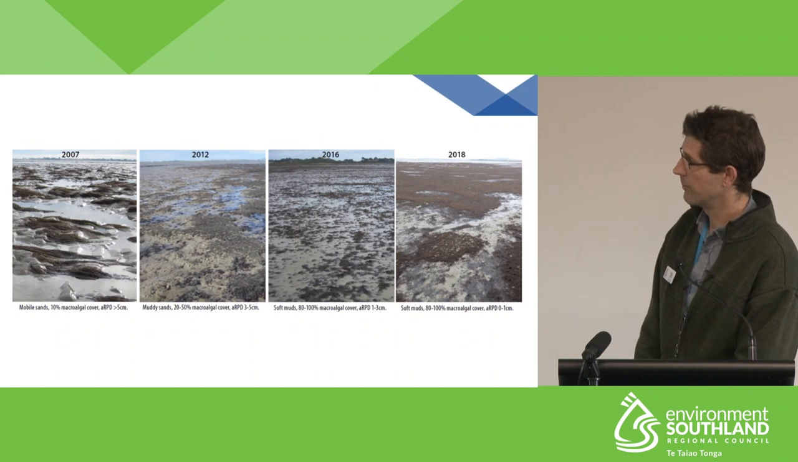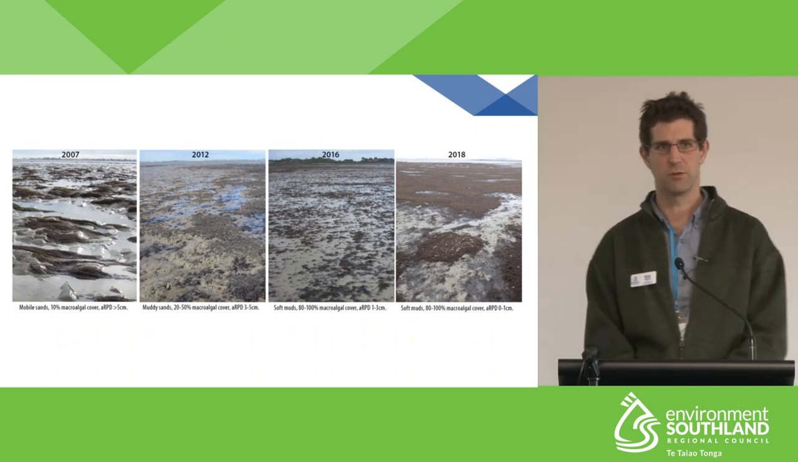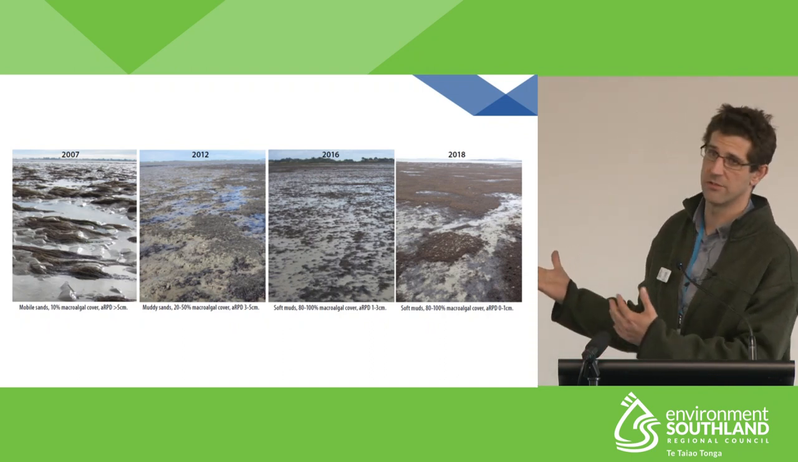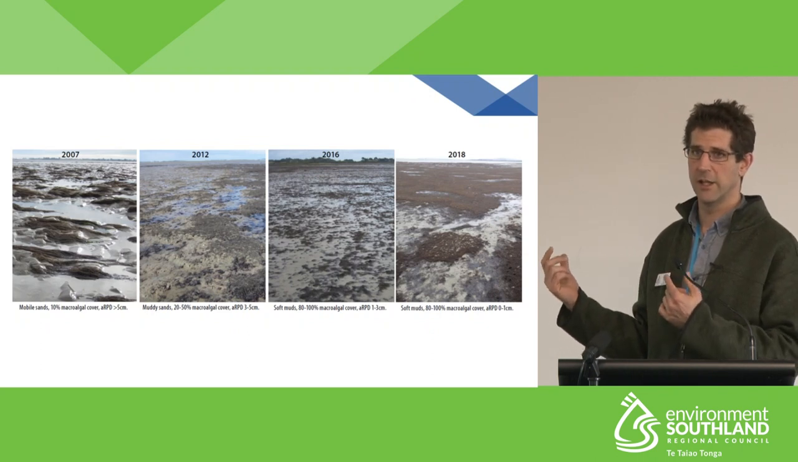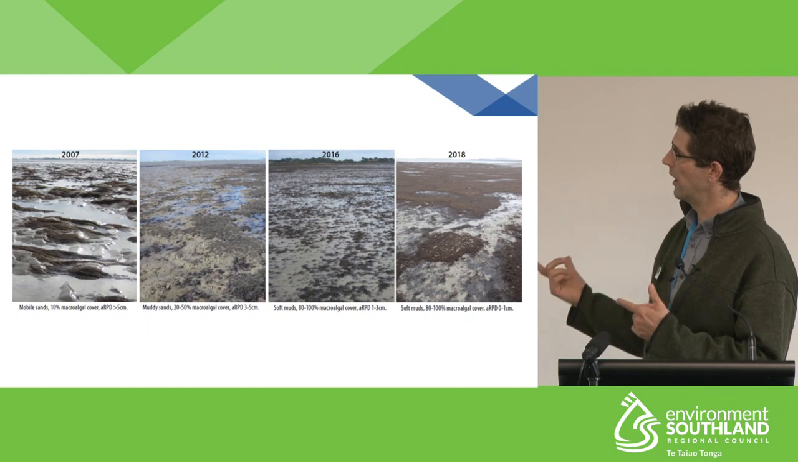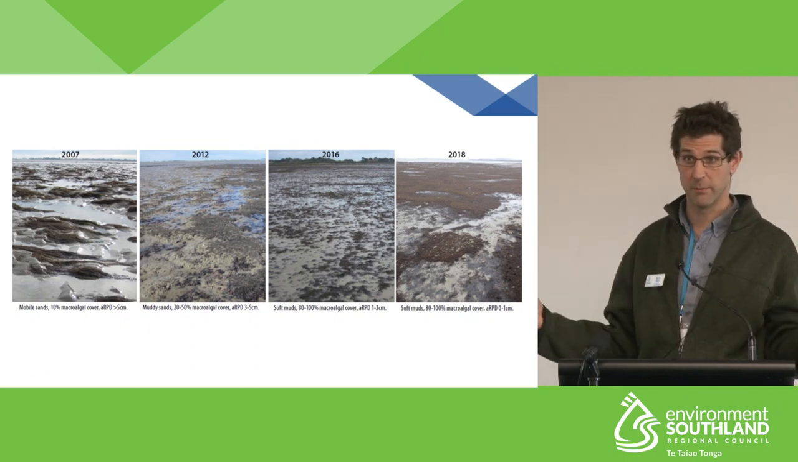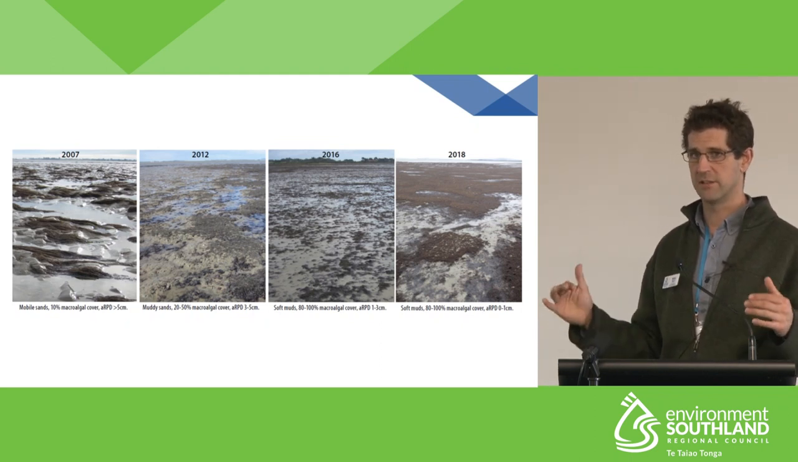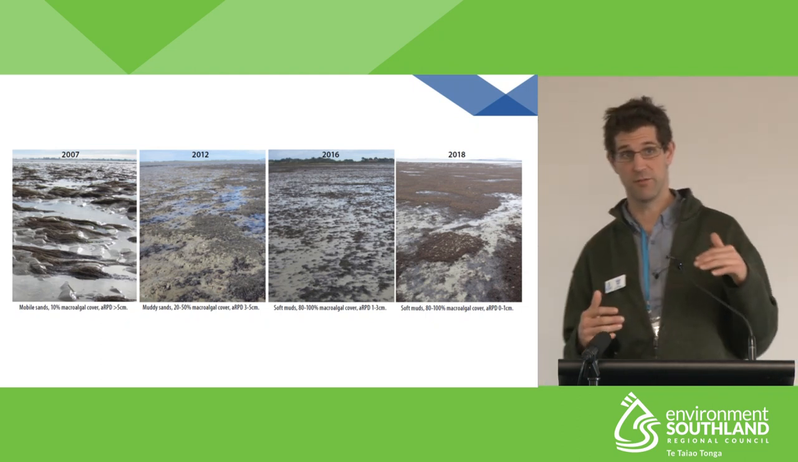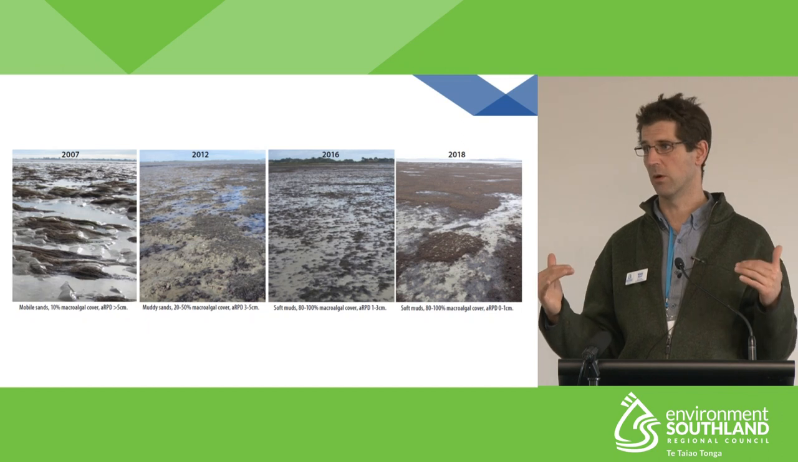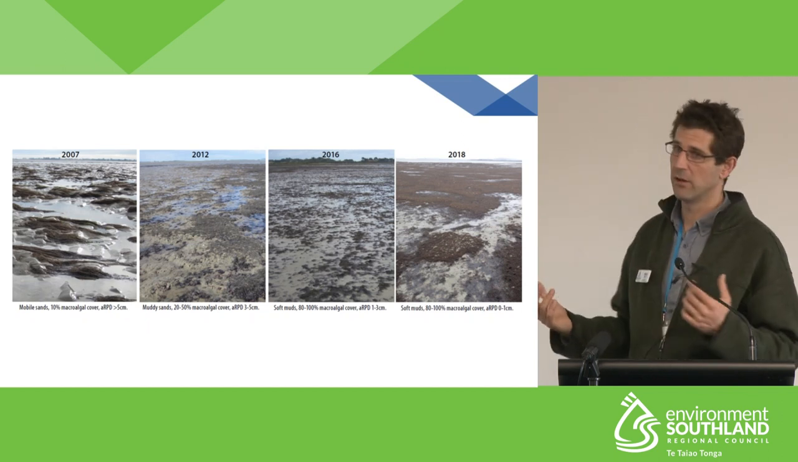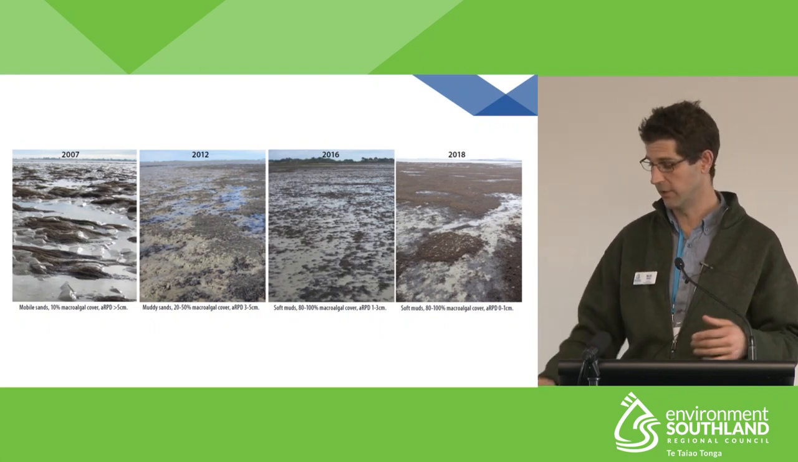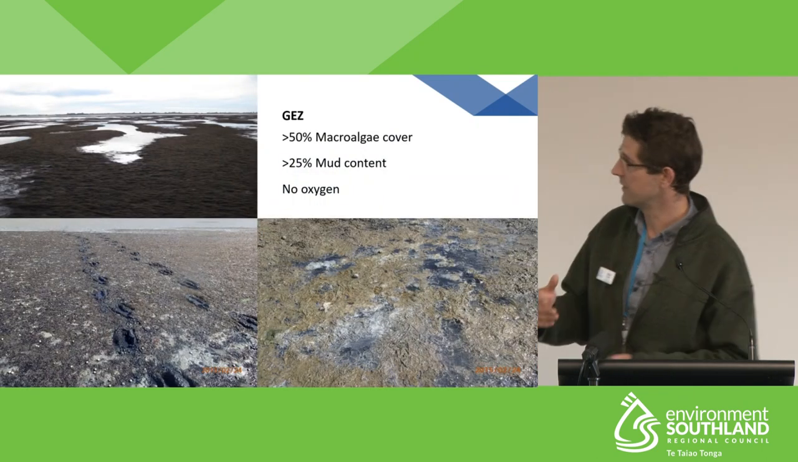And so we've gone from these kind of mobile sands, a bit of macroalgal coverage, through to increasing mud, increasing macroalgal cover, right through to a situation such as 2018, where we're now seeing extensive macroalgal cover and high mud content. So we're seeing more than 50% macroalgal cover, more than 25% mud content, and the oxygen in the sediment is basically not there. So at the surface, you're getting to a point where there's no oxygen anything below that. And we term those areas gross eutrophic zones. You could translate that into basically areas of yuck. These are really gross. So that gives you a sense of that. So you get a lot of macroalgal cover.